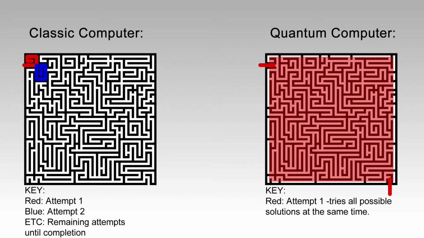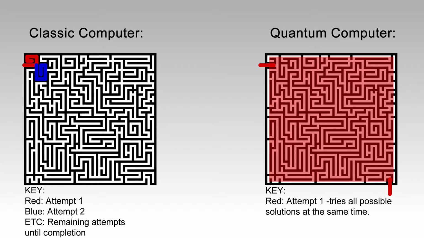Now in this graphic, we have the same maze being done by a classic computer and a quantum computer. In the classic computer, the processor is going to try each solution one at a time. So you can see this in the red line that goes to the first option, finds a dead end. Then it goes to the blue line, looks for another option, and then gives us a dead end. The classic computer's processor is going to keep making attempts one at a time until it finds the correct solution.